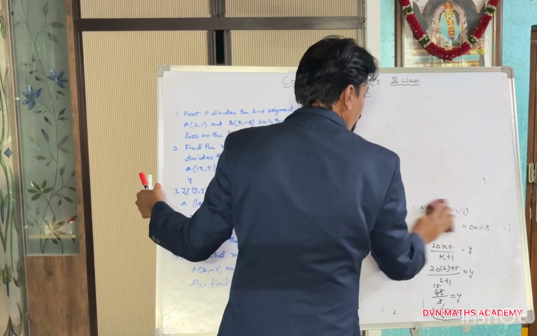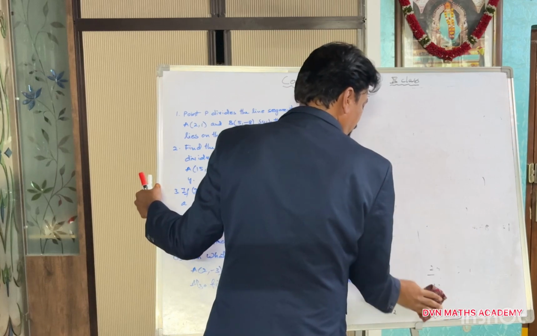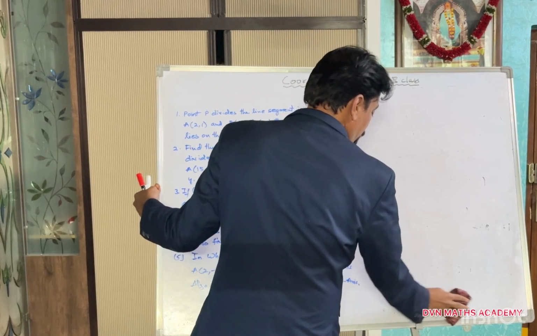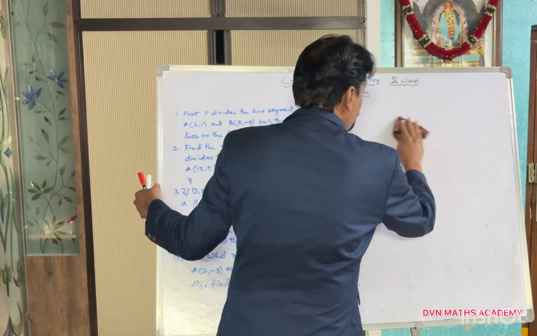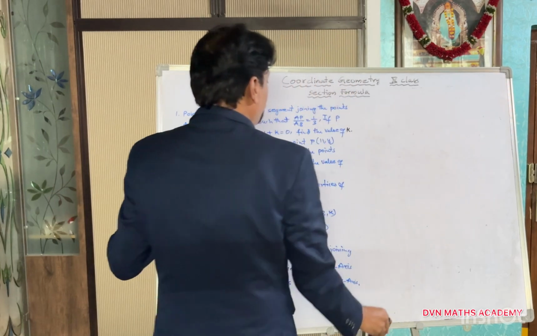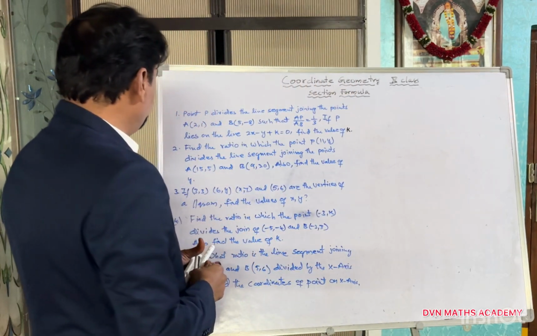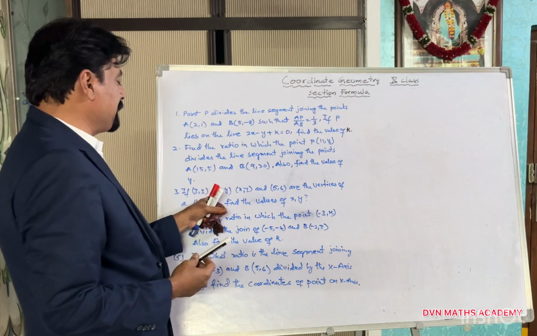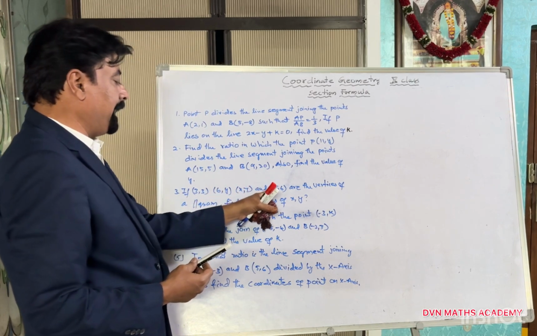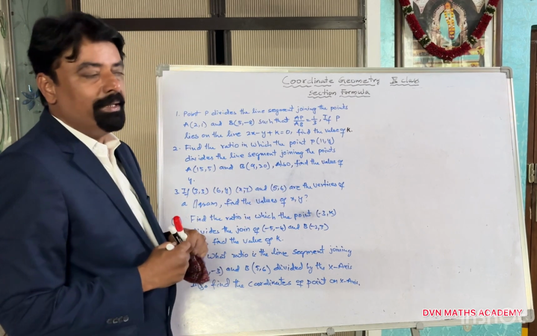And here also we are using only the section formula. In this class we are solving all these questions by the section formula only. So you read the third question. If (3, 3), (6, y), (x, 7) and (5, 6) are the vertices of a parallelogram.